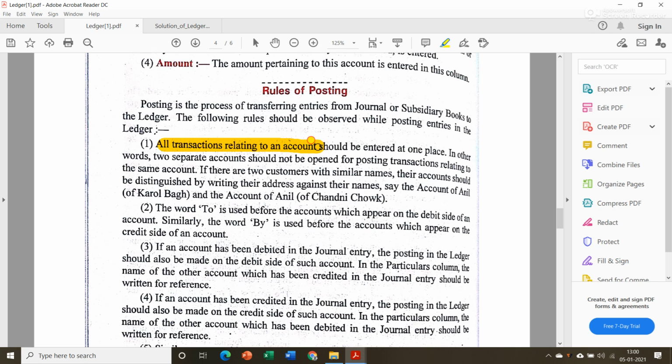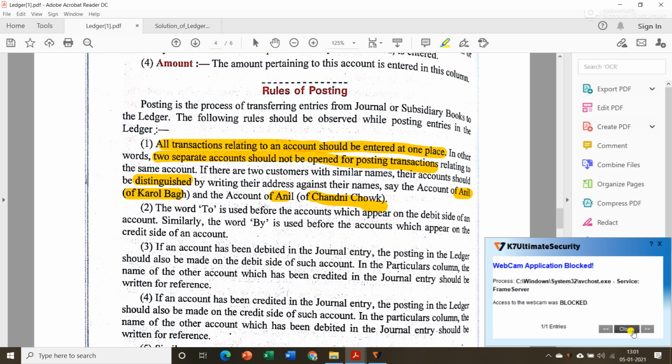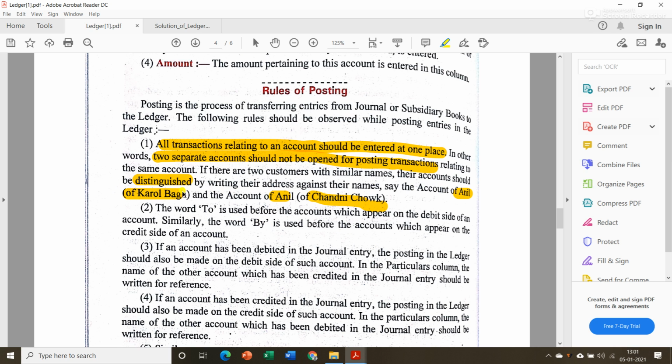All transactions relating to an account should be entered at one place, means one account, one place should be there. In other words, two separate accounts should not be opened for posting transactions relating to the same account. If there are two customers with similar names, their accounts should be distinguished, means you have to distinguish between the two accounts by writing their address against their names. Say the example is given, account of Anil of Karol Bagh and account of Anil of Chandni Chowk. These are two separate accounts. In order to identify which Anil is which account, we write the address as well.